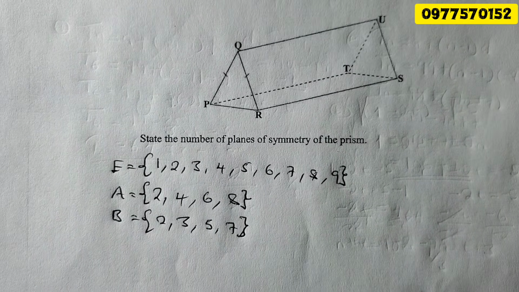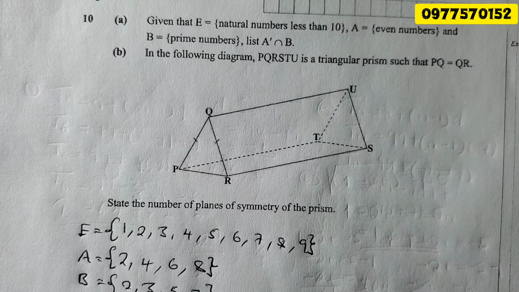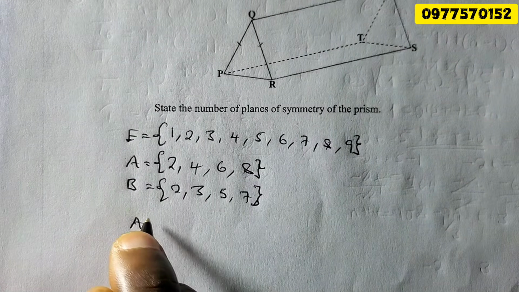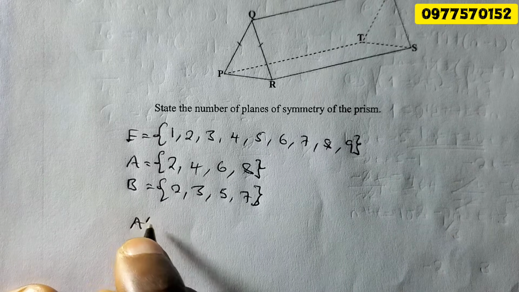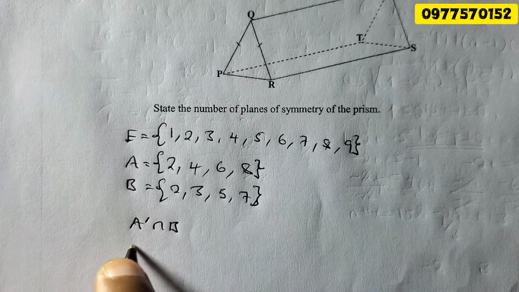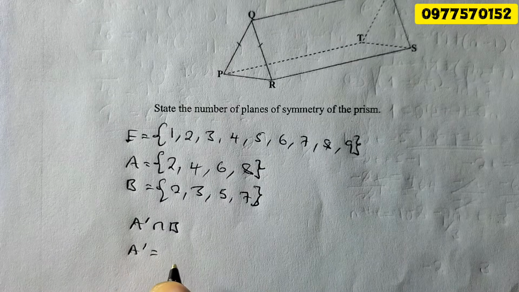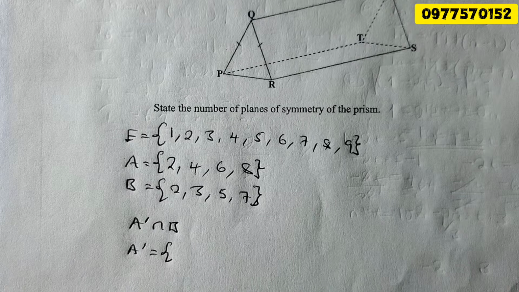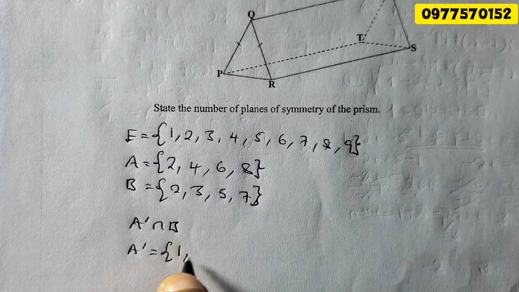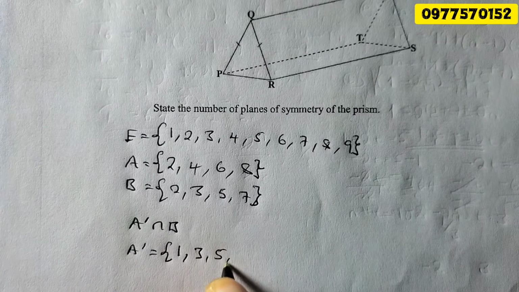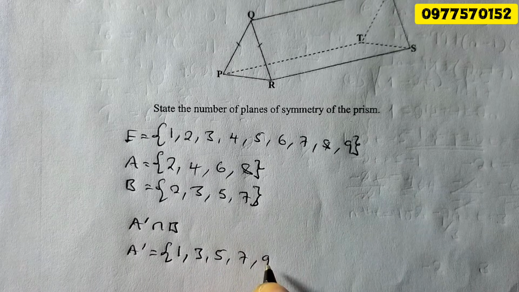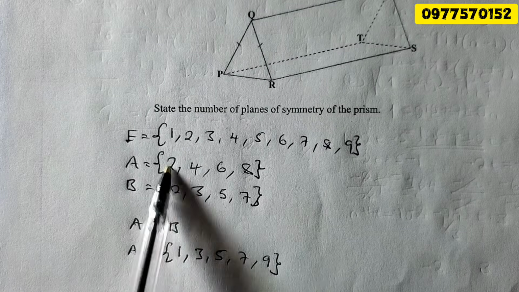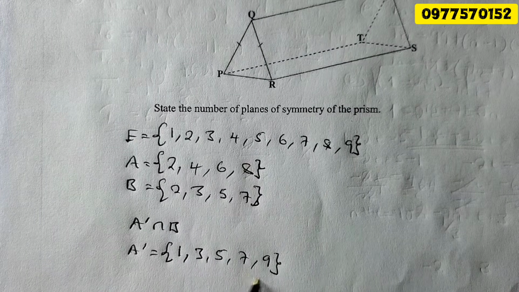Now let's list. We are told to list set A complement intersect B. Now we need to know first what A complement is, okay? Set A complement. What is not in set A here? We can list everything that is not in set A. So we have 1, 3, 5, 7, 9. Okay? So 1, 2, 3, 4, 5, 6, 7, 8, 9.